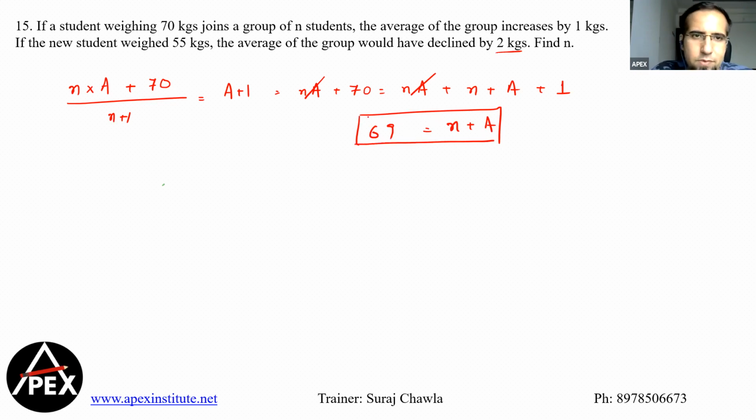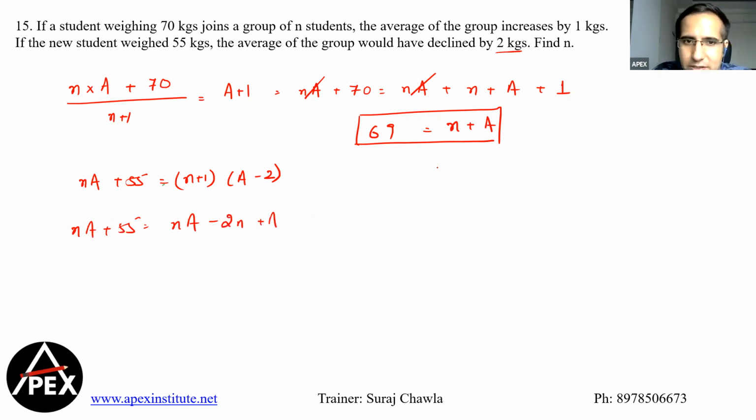Now, if the new student would have weighed 55, so na plus 55 is equal to n plus 1 into the average would have declined by 2, that's a minus 2. So let's solve it here. You get na plus 55 is equal to na minus 2n plus a minus 2. na gets cancelled. Minus 2n plus a is equal to 57. Clear, guys?